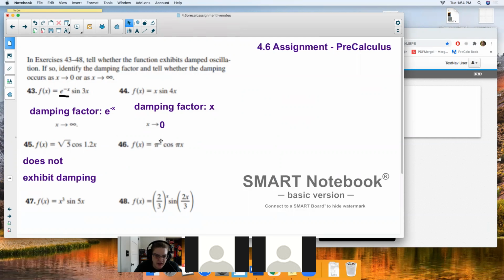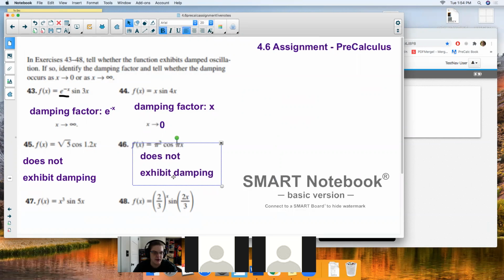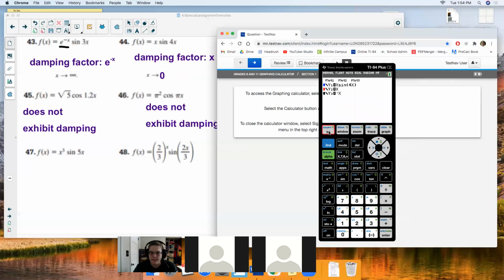Then the next one is also just another number, even though it's pi squared. You might think, oh, but that's different. No, pi squared is just a number, so that's not going to damp. This one here is going to damp between negative x cubed and x cubed. So if you're interested in seeing that, you could insert in a cube. And was that sine of 5x?